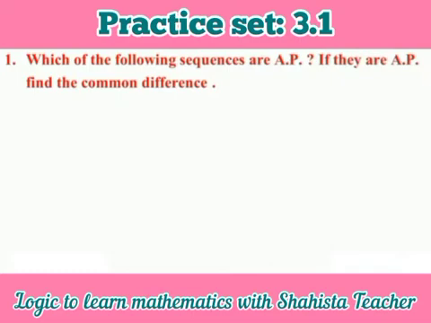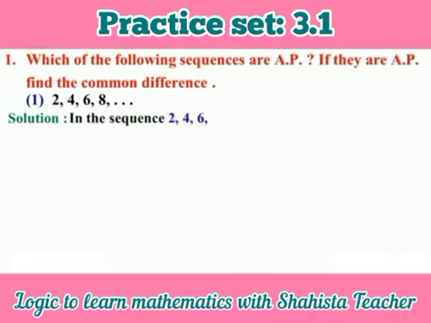Which of the following sequences are arithmetic progressions? If they are APs, then find the common difference. This question says that we have to find whether the following sequence is an arithmetic progression or not. If it is an arithmetic progression, then it will have a common difference. So, the sequence 2, 4, 6, 8 and so on.